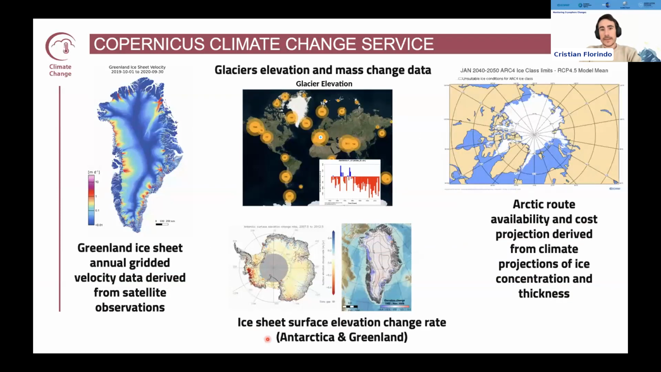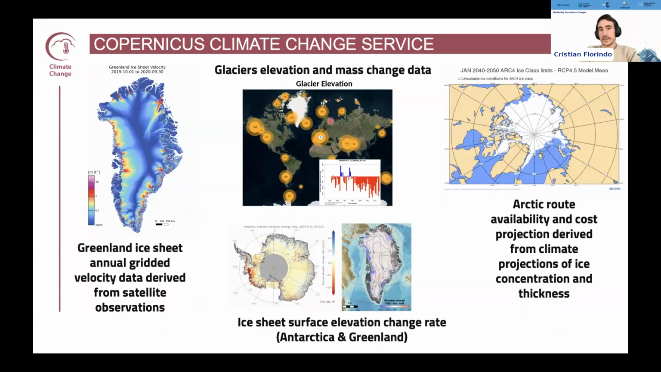So these are some of the examples of the data that you can find. I believe not all of the data sets are visible on the viewer, but this is just to give you an idea of what information you can get and what you can do with them. So this is the Greenland ice sheet and our gridded velocity data. So you can see how that ice is moving.